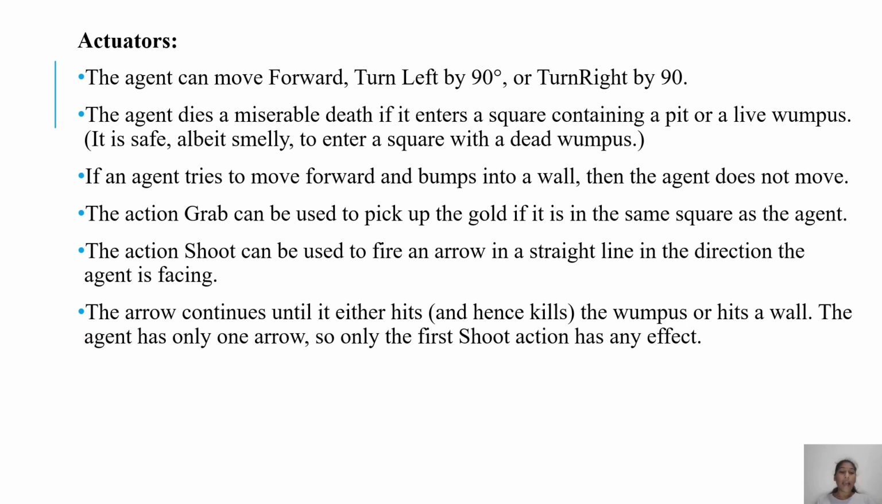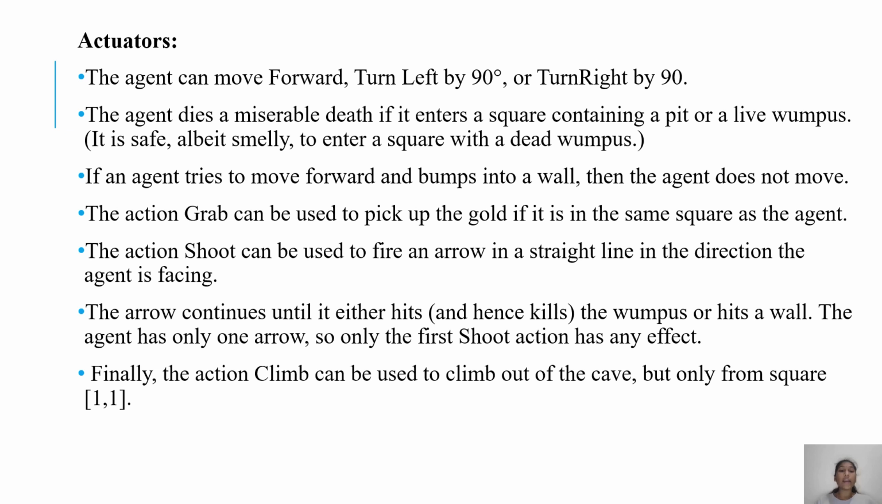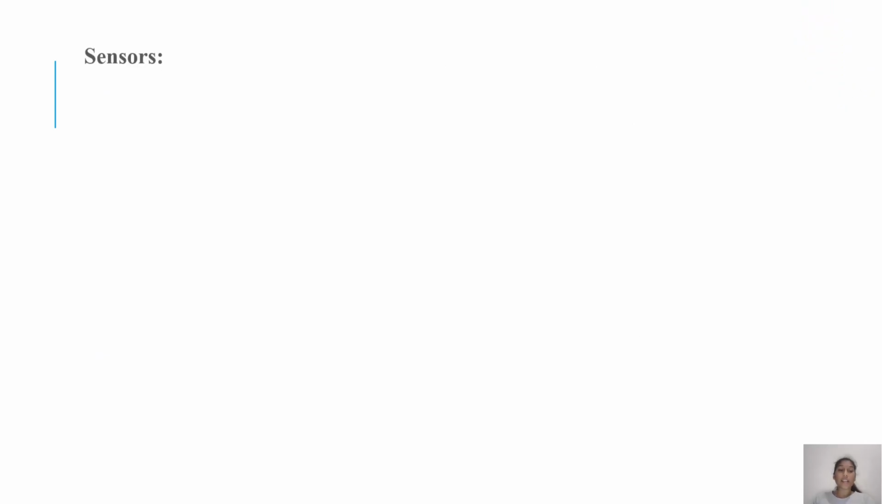facing. The arrow continues until it either hits the Wumpus or hits a wall. The agent has only one arrow, so only the first shoot action has an effect. Finally, the action climb can be used to climb out of the cave, but only from square 1,1. Let us see the sensors.